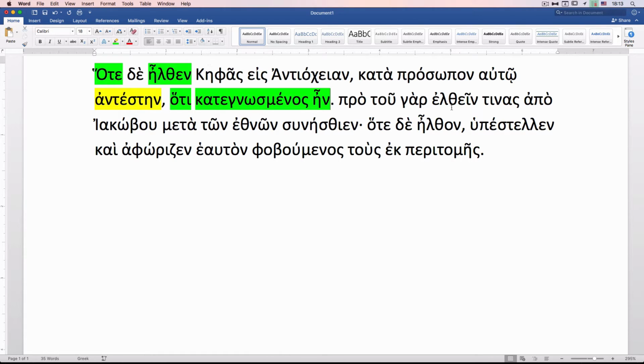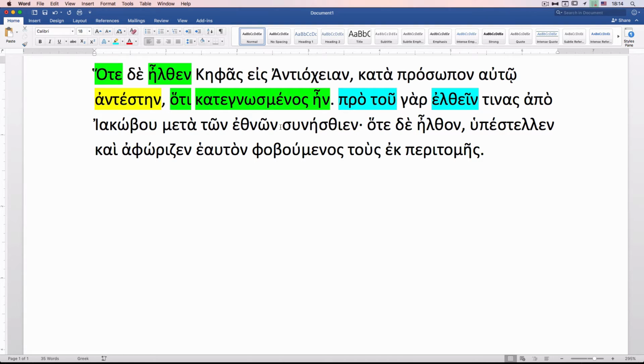Now, as we go a little further, we can see right here that we have an infinitive, elthein, and it's functioning adverbially. And so let's mark this with blue. And let's also mark the preposition that's functioning with it in blue. And that's marking a temporal nuance. Here, pro tou plus the infinitive means before doing such and such. So it's setting up a dependent clause that focuses on time.